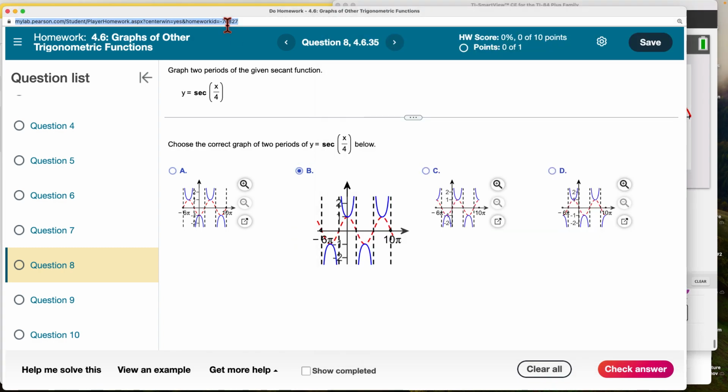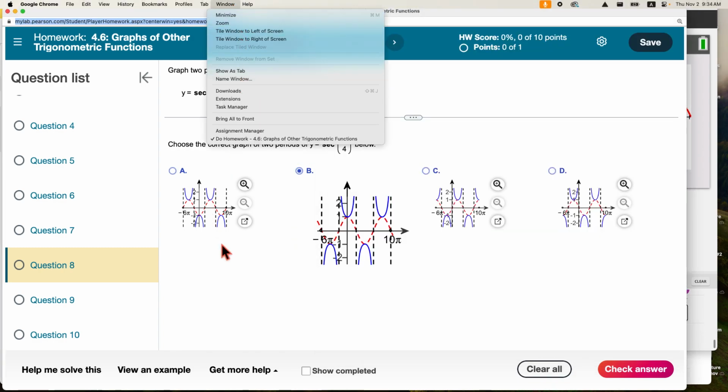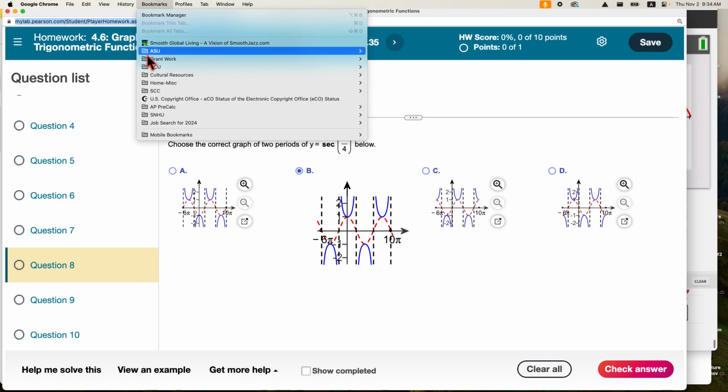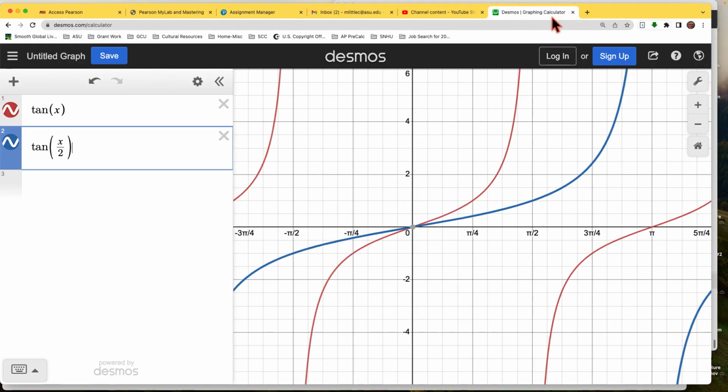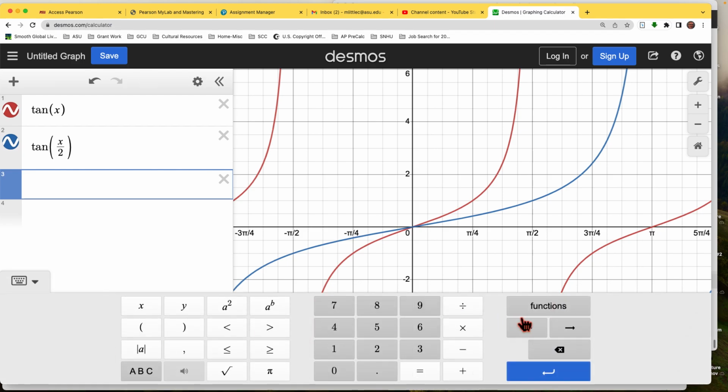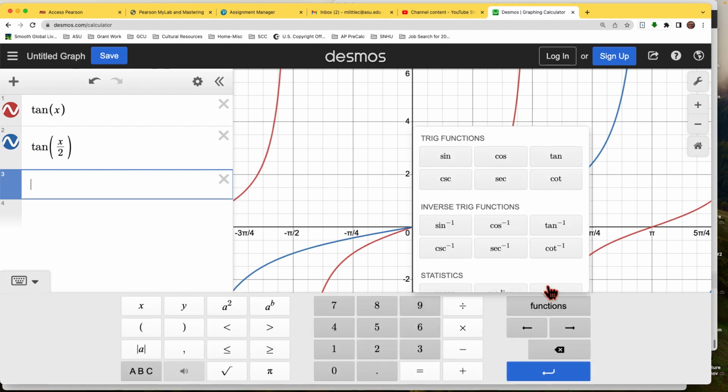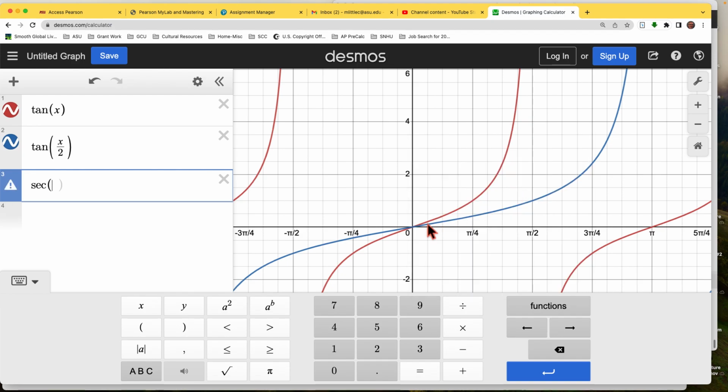Desmos, I'll just show you one more. Down here, they do have something. They've got the functions. If we come in here, they've actually got cosecant and secant and cotangent. It looks a little prettier to just be able to put it in as secant x divided by 4.